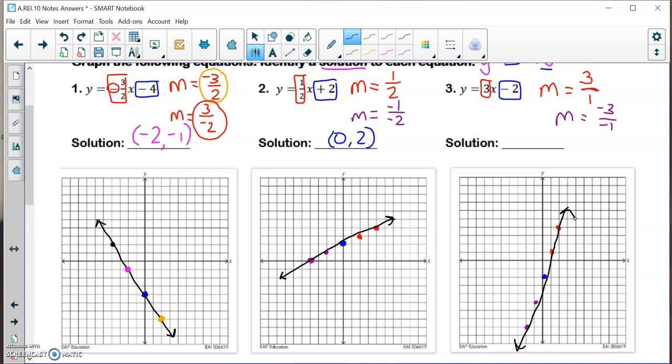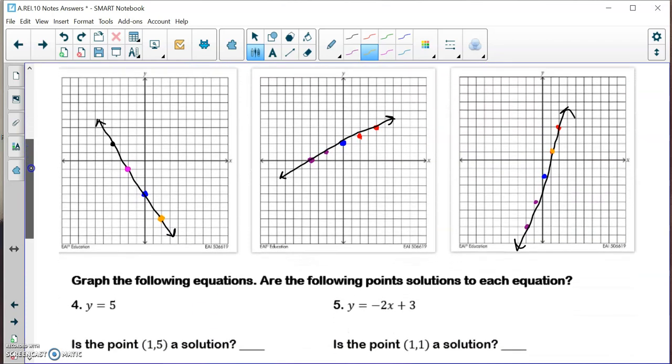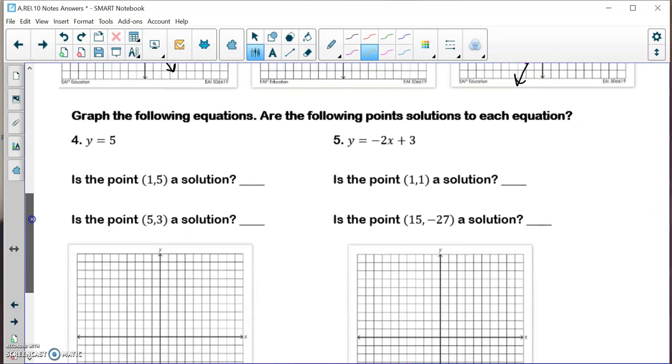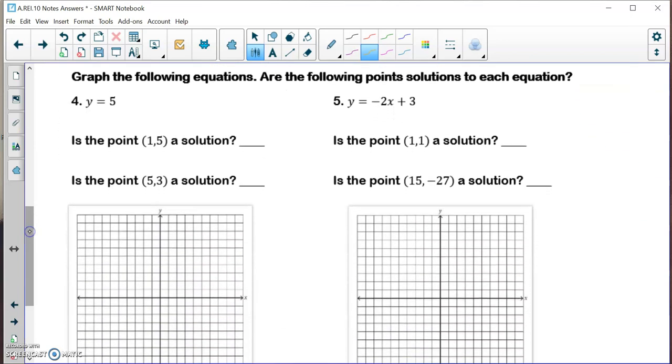And now we're going to identify a solution. It is completely up to you what point you chose. Maybe you're going to choose this point here that I'm highlighting in yellow, which is the point 1, 1. But again, it does not matter which point you choose, as long as it's on the line, that would be a solution. All right, 4 and 5, we want to graph the following equations, and we want to figure out are the following points solutions to each equation.